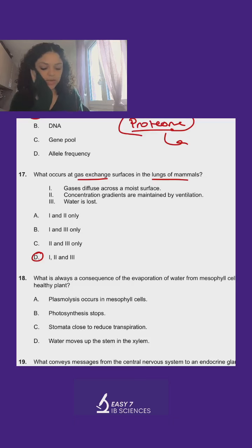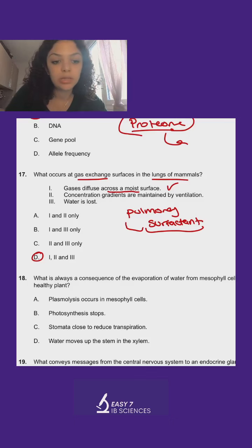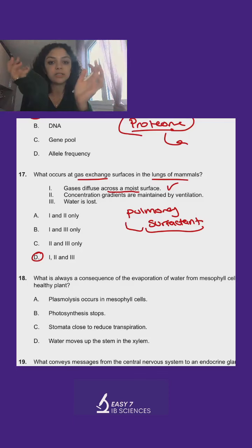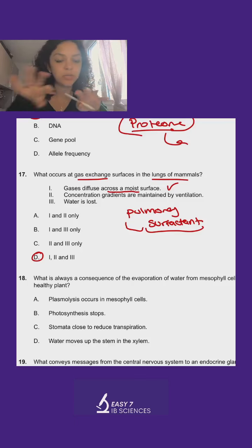So it says gas diffuses across a moist surface. We do know that is in fact correct, right? Because we have pulmonary surfactant that is released by specific lung cells that allow the surface to be moist in the alveoli. So that is very important because it prevents the collapse of alveoli. If you're HL, you need to know what type of specific lung cell does that. So if you're HL in the chat, do some active recall and just tell me what specific lung cell.